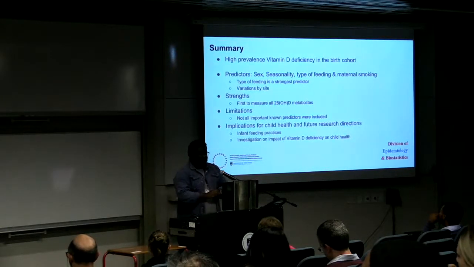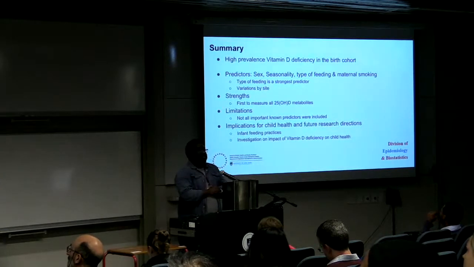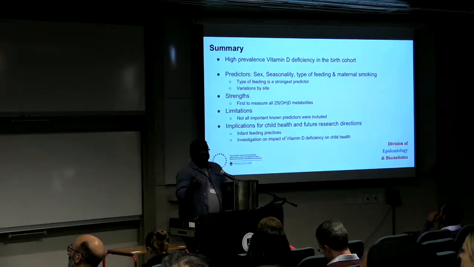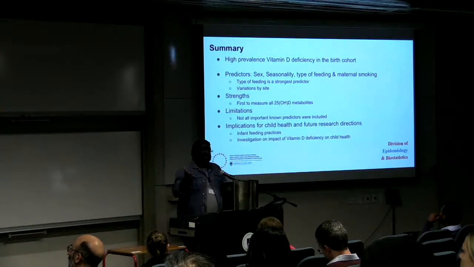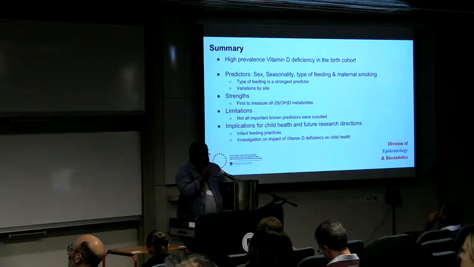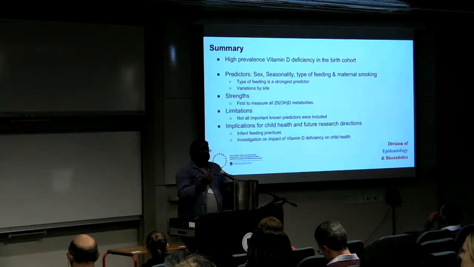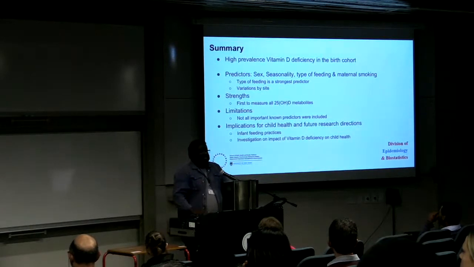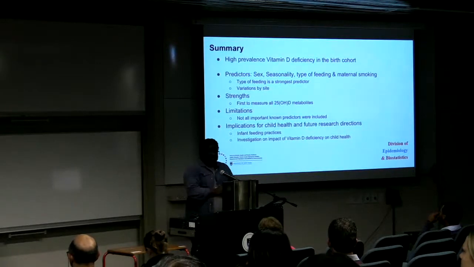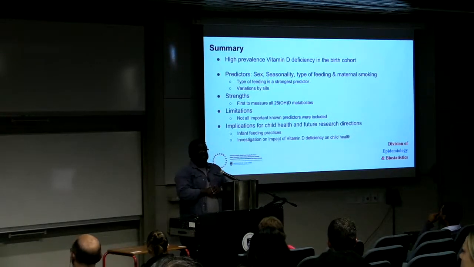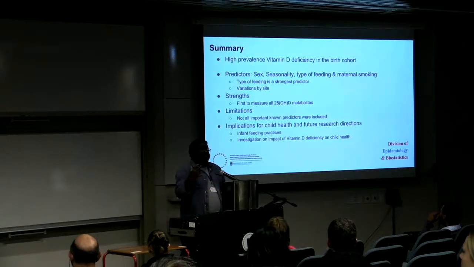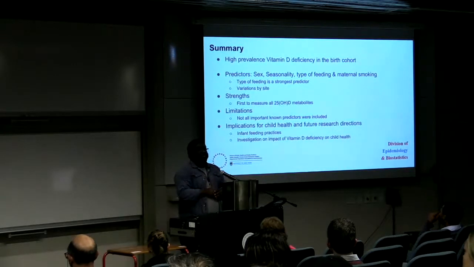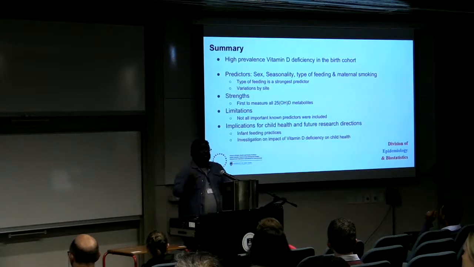To summarize, we've seen high prevalence of vitamin D deficiency in this birth cohort. The strongest predictor is type of feeding and there is clear variation by site. The strength of this study is that this is the first study, at least in South Africa, we can claim, to look at these different metabolites in this pediatric age group. And because it's early stage, I couldn't include all important predictors in the model I just presented.